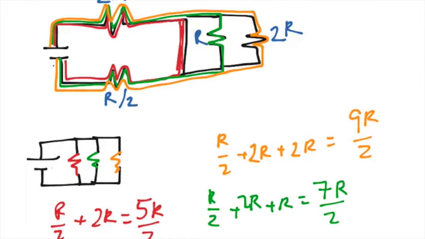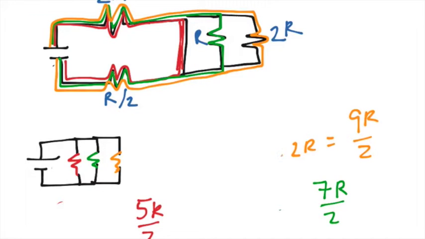I'm going to erase my work and rewrite these in the corner so they're not in my way, because now we have to solve for them in parallel. And you might be wondering how you can solve for 3 in parallel. The answer is kind of annoying but pretty simple. We're going to start with the red and the green. We're going to simplify them down to 1 equivalent resistance, and then we're going to simplify that resistance with the yellow. So you just do it 2 at a time.